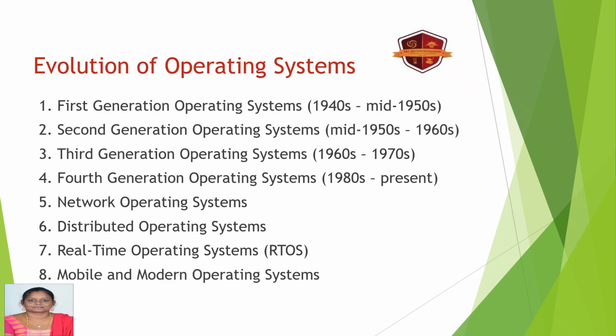Coming to the topic, evolution of operating system. The first generation of operating system was introduced in the year 1940 to 1950. The second generation in the year 1950 to 1960. The third generation operating system was introduced in the year 1960 to 1970. The fourth generation operating system started in the year 1980 and continues to the present. And then network operating system, distributed operating system, real-time operating system, mobile and modern operating systems.